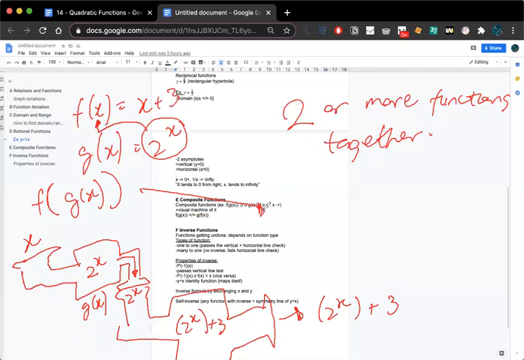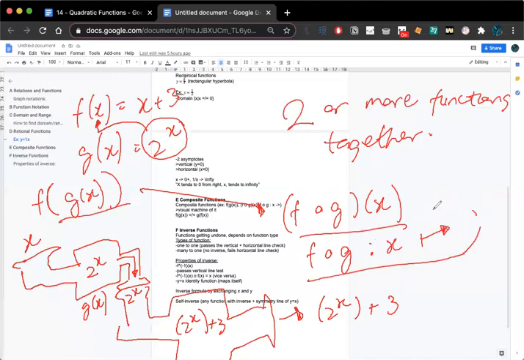This is the equivalent of writing something like f∘g(x) or fog(x). So this and these are the same.